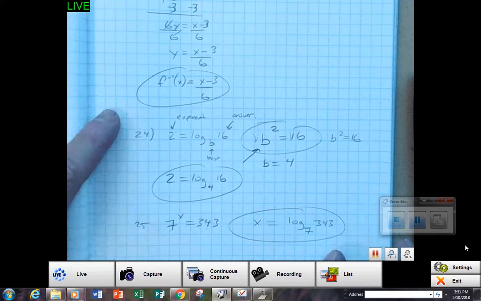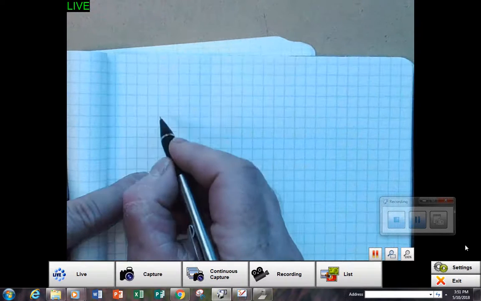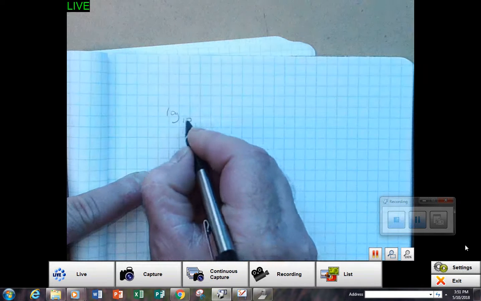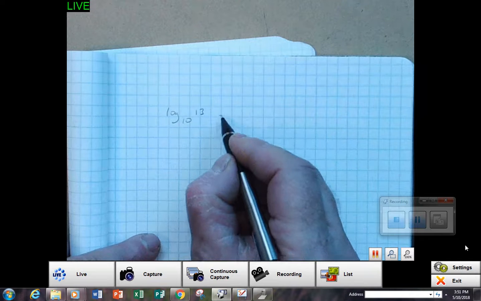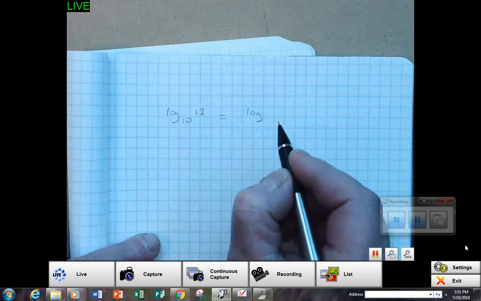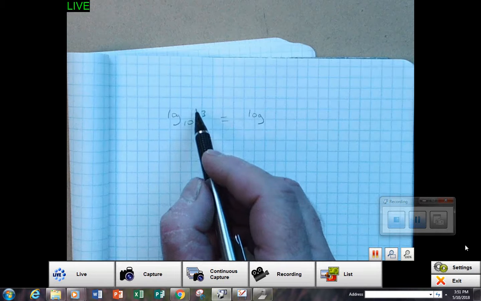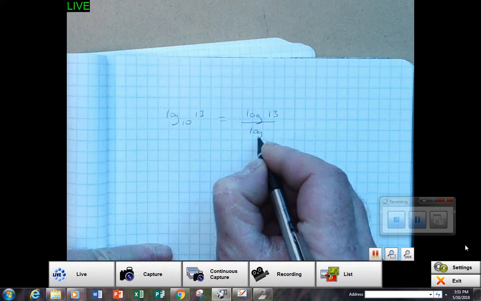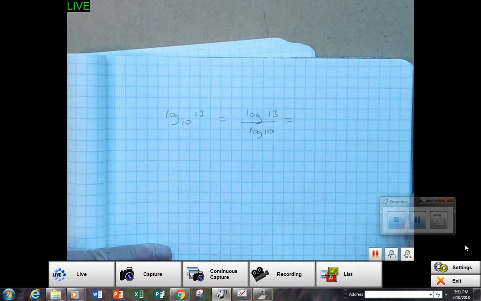All right, 26. For this one, you have log base 10 of 13. He wants you to do that on your calculator. So on your calculator, you're going to do it like this. You're going to do the log of that first number right there, which is 13, over a log of the base, which is log 10. So you're going to do that on your calculator using this log button.